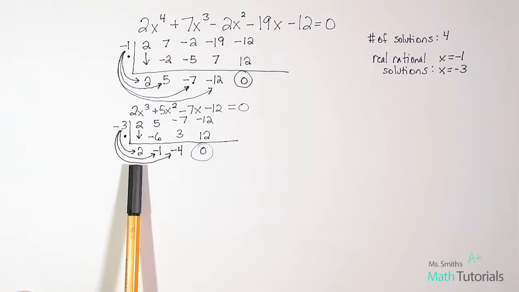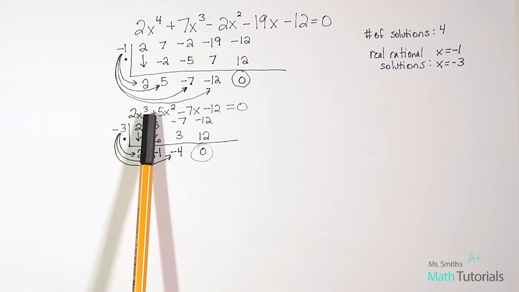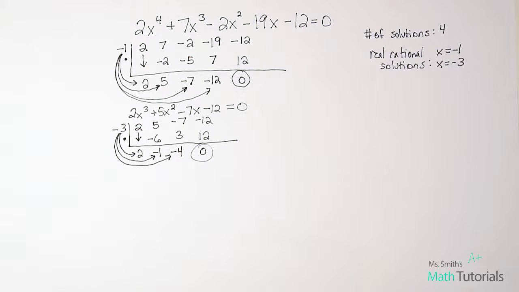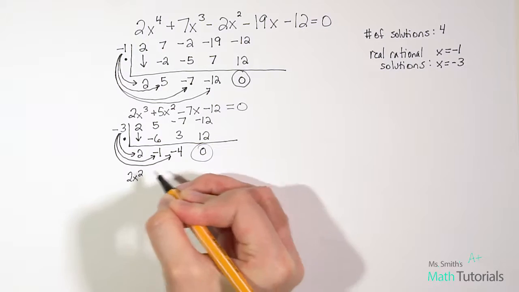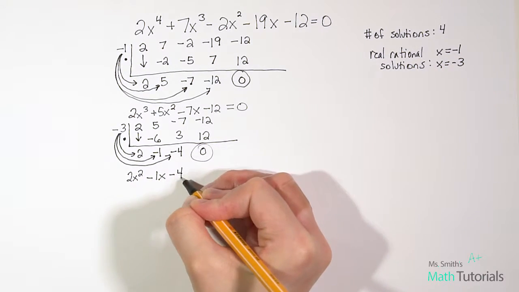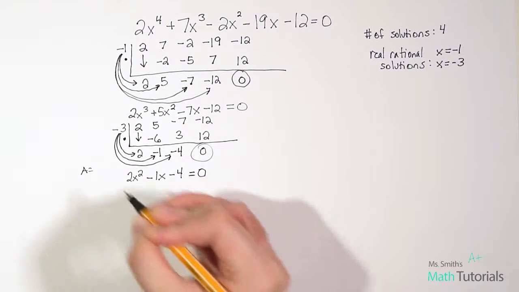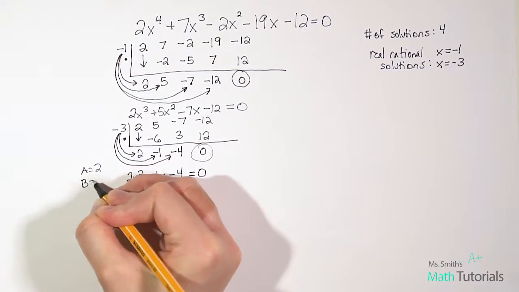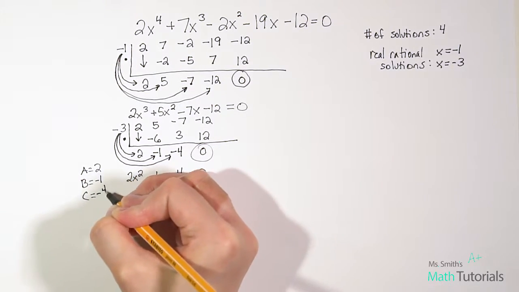So at this point, let's go back to this first coefficient. And notice we had an x cubed, so now we're going to move down to an x squared. So 2x squared minus 1x, or just minus x, minus 4 equals 0. Now we are ready for the quadratic formula. Our a would be 2, our b would be a -1, and our c would be a -4.